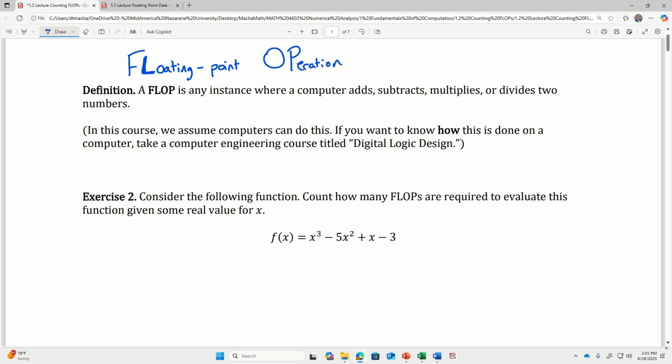Exercise 2 says, consider the following function. Count how many flops are required to evaluate this function when we are given some real value for x. So we don't know what x is yet, but at some point in the future, a user is going to come up and say, x equals 5. And then you have to evaluate this function. How many flops are required? Just look at it, count how many times you have to add, subtract, multiply, or divide to make this function work.